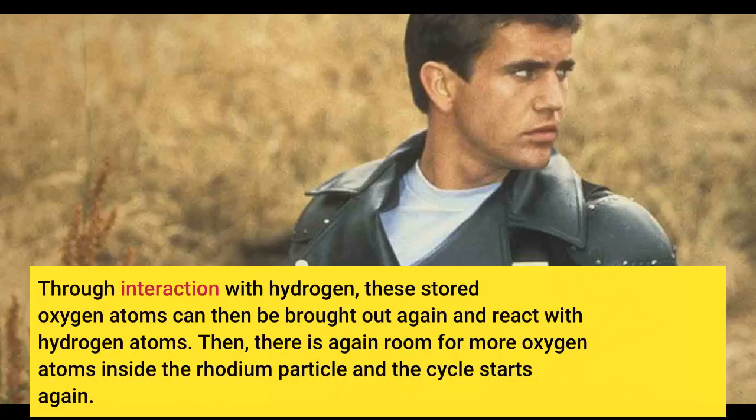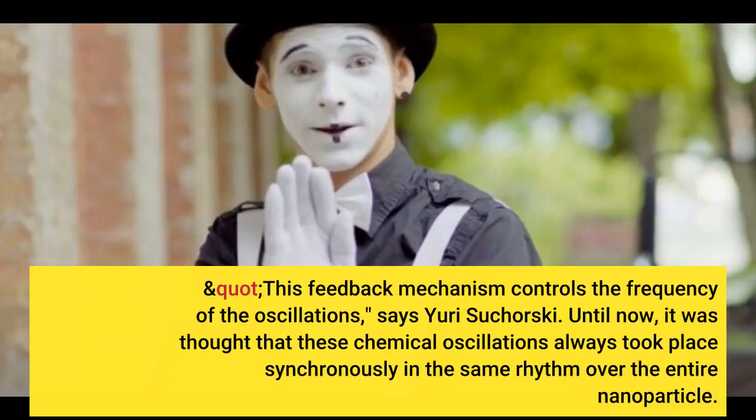Through interaction with hydrogen, these stored oxygen atoms can then be brought out again and react with hydrogen atoms. Then, there is again room for more oxygen atoms inside the rhodium particle and the cycle starts again. This feedback mechanism controls the frequency of the oscillations, says Yuri Suchorski.